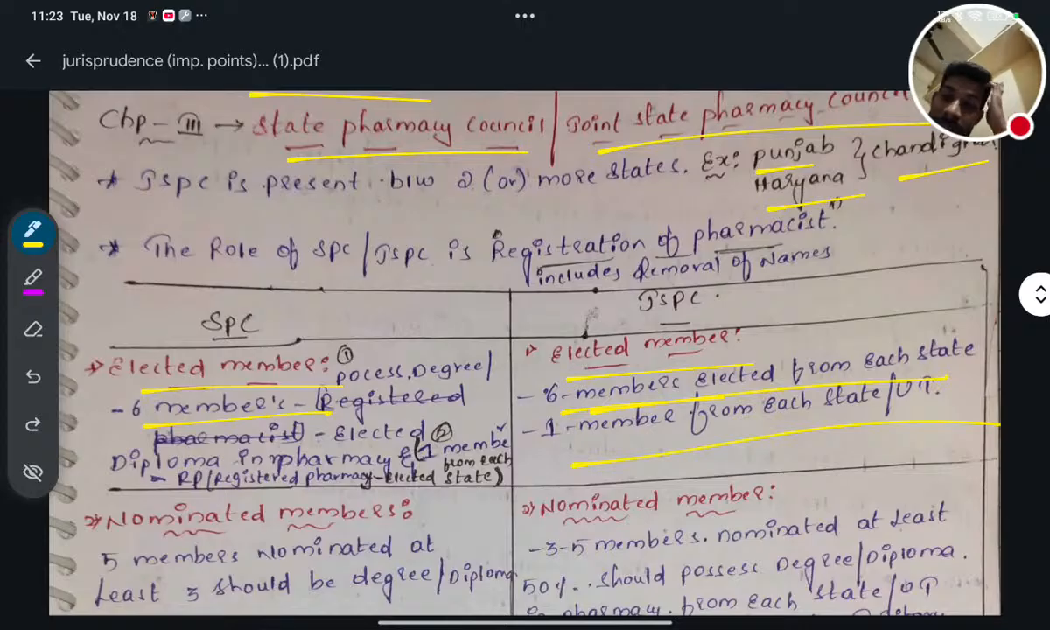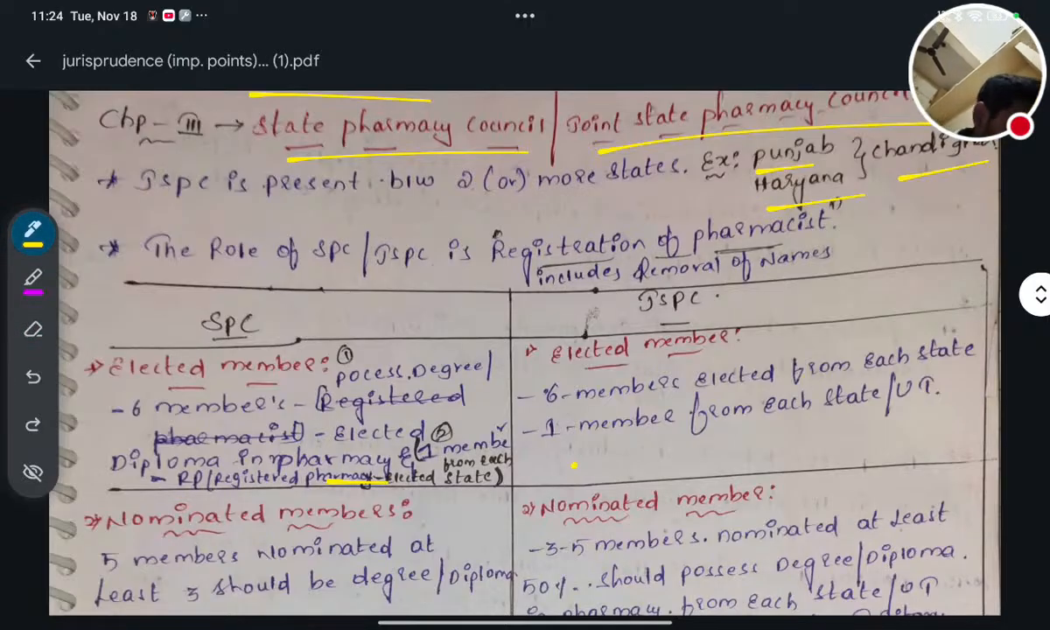In the case of the State Pharmacy Council, the 6 elected members possess a degree, such as a diploma in pharmacy, and 1 member is a registered pharmacist. So ultimately there should be 7 members. The State Pharmacy Council and the Joint State Pharmacy Council both should have 7 members. Out of the 7 members, 6 should be elected from each state and have a diploma in pharmacy, and 1 member should be a registered pharmacist, that is, he should have pharmacy registration.